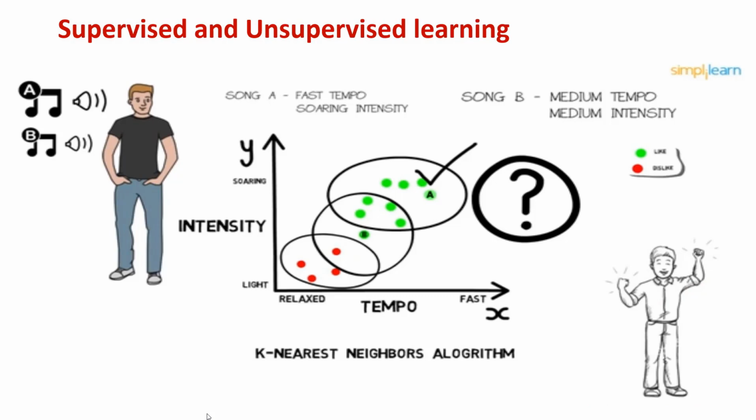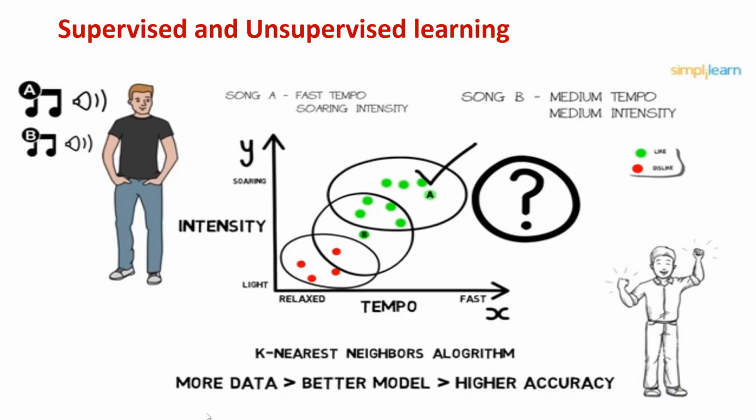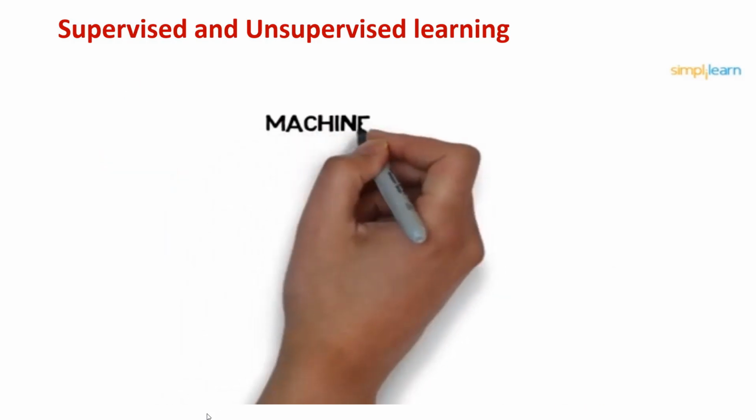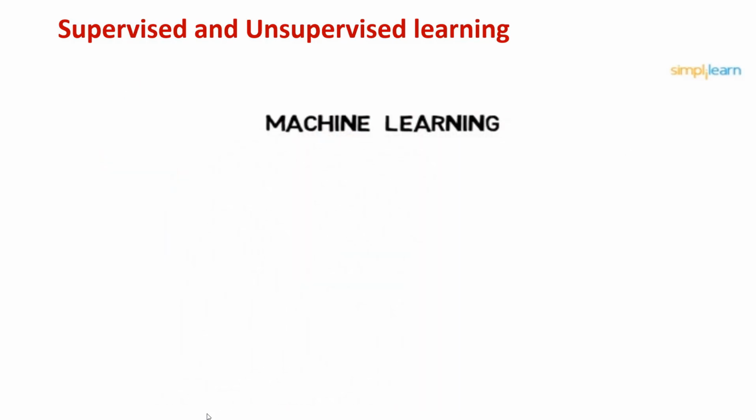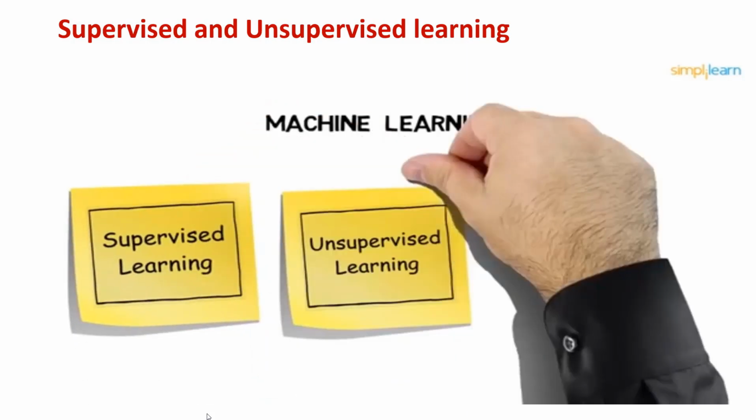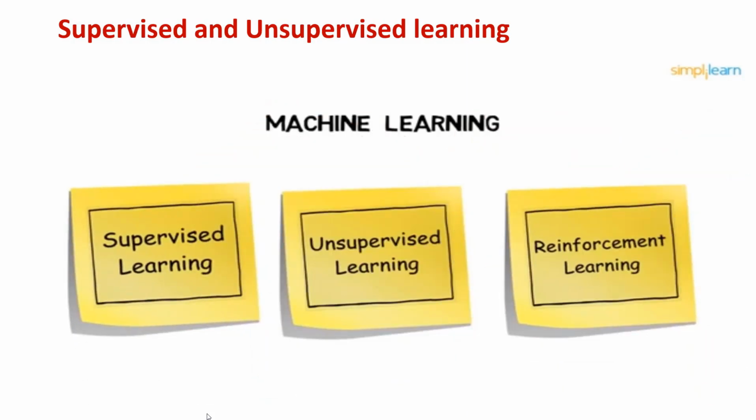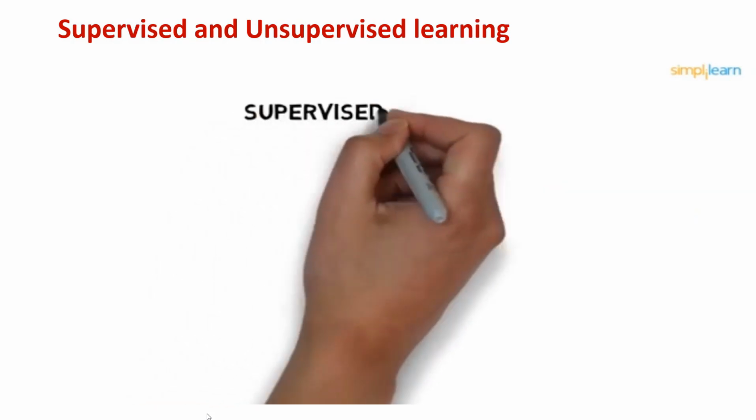But what happens when the choices become complicated, as in the case of Song B? That's when machine learning comes in. It learns the data, builds the prediction model, and when the new data point comes in, it can easily predict for it. The more the data, the better the model, the higher the accuracy. There are many ways in which the machine learns. It could be either supervised learning, unsupervised learning, or reinforcement learning. Let's first quickly understand supervised learning.